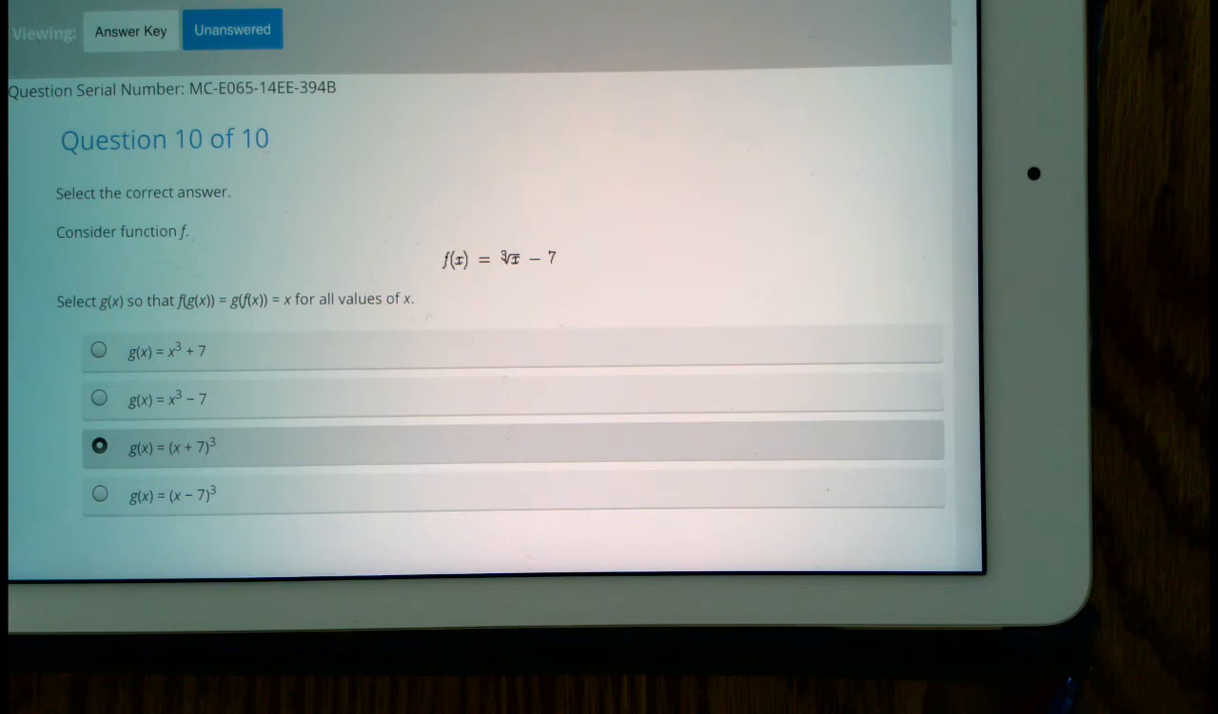Again, to finish this video, f of g of x equals g of f of x equals x is true if the function and the inverse are what you're composing.